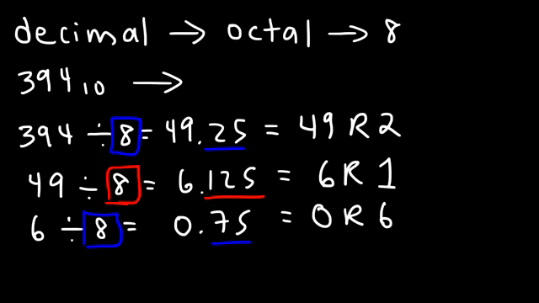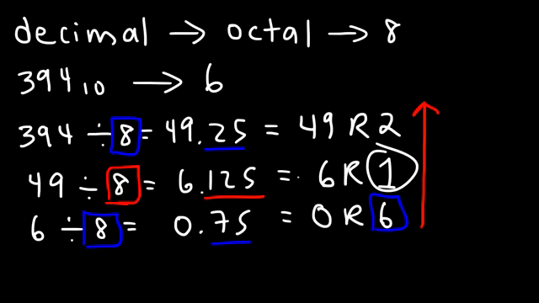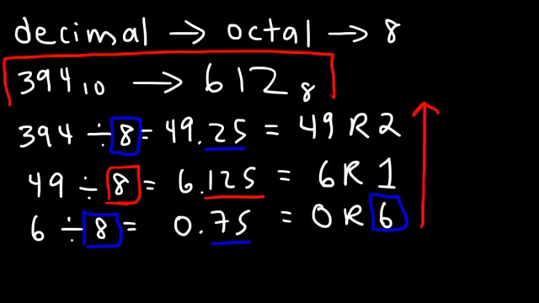Now the way you read your answer is you read it starting from the most significant digit to the least significant digit. So you read the remainders from the bottom to the top. So the first number is a 6. And then after that, we have a 1. And then we have a 2. And this is in the base 8 system. So 394 in the base 10 system is equal to 612 in the base 8 system. And so that is how we can convert a decimal number into an octal number.